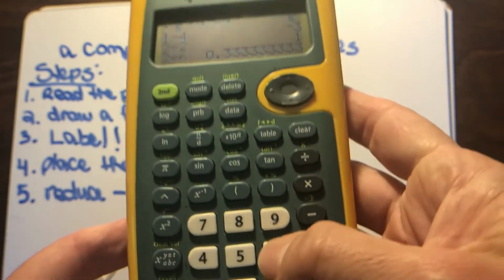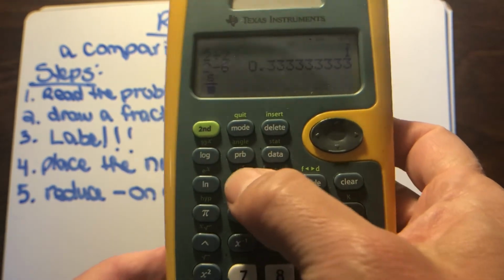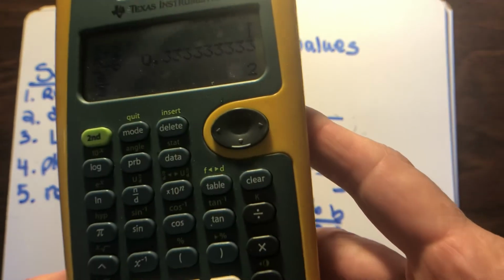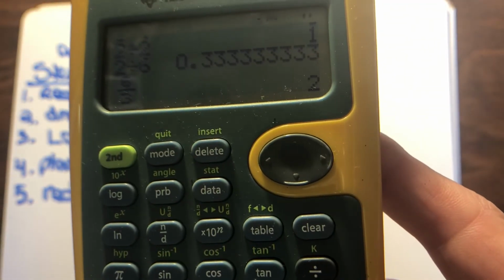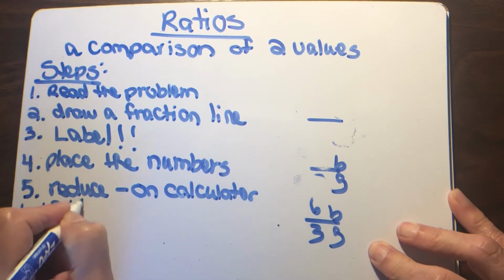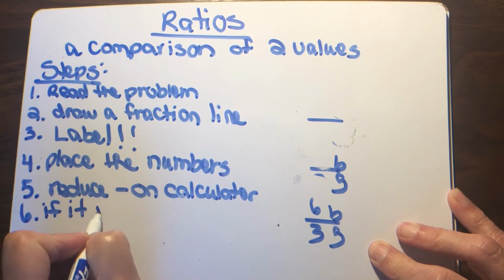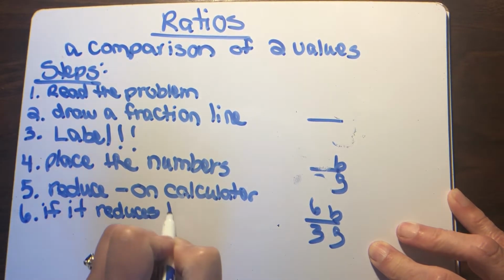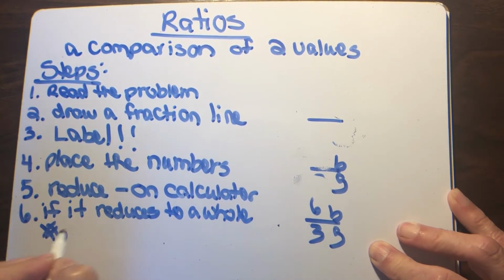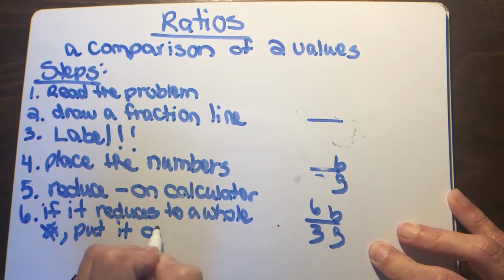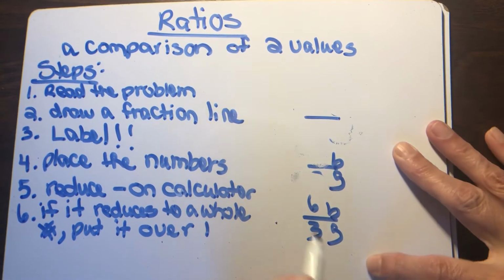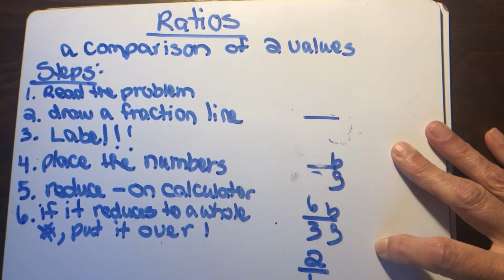You would say 6, you would hit N over D, you would put 3, and you would hit enter. Okay, can you see that? And it reduces to a whole number. So if it reduces to a whole number, that brings us to number 6. This is kind of long, so give yourself some room. If it reduces to a whole number, put it over 1. So 6 to 3 reduced to just plain old 2. So I need to put it over 1.